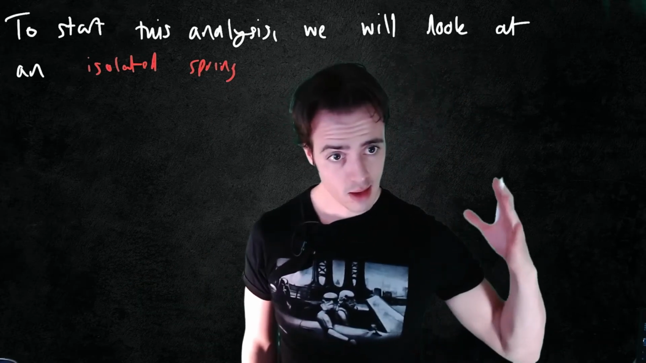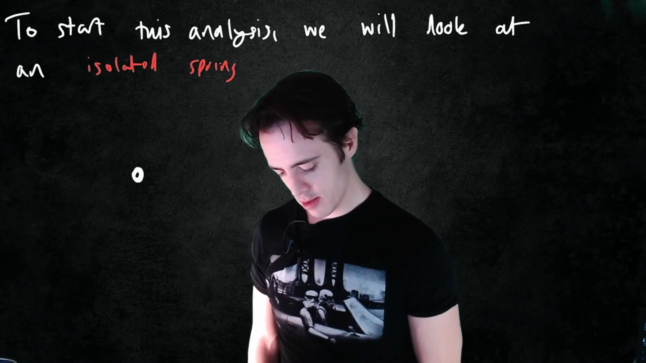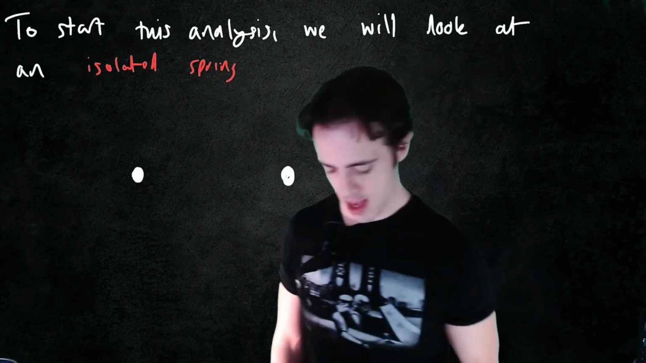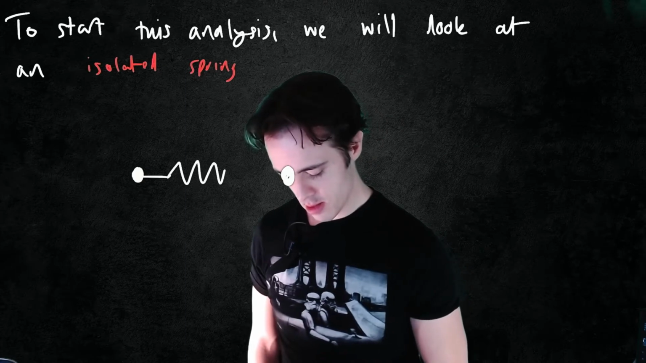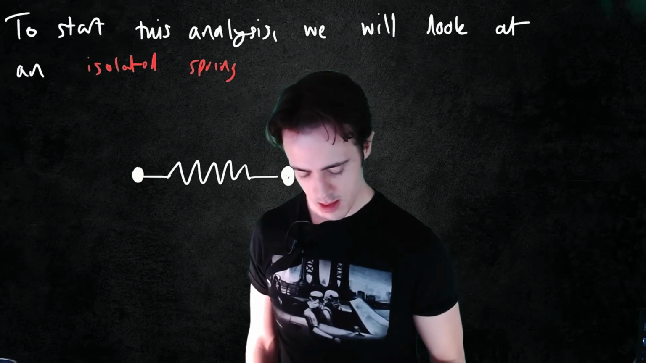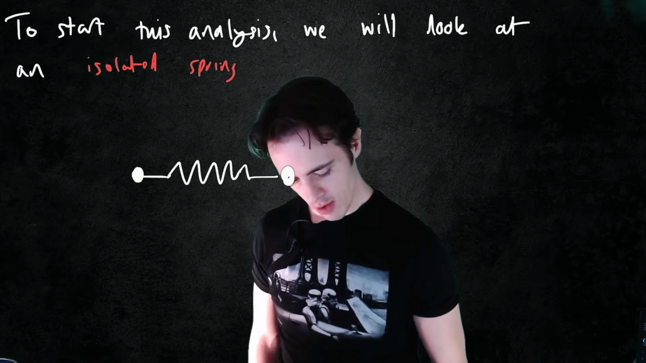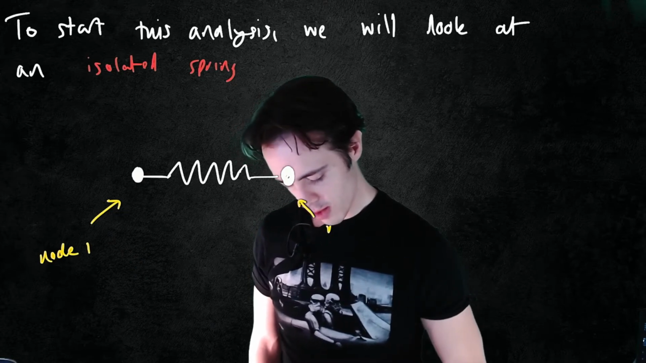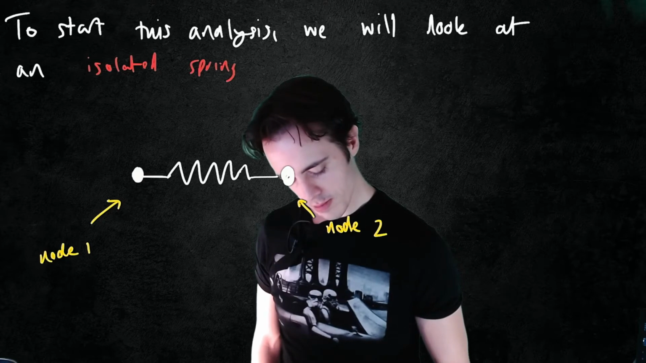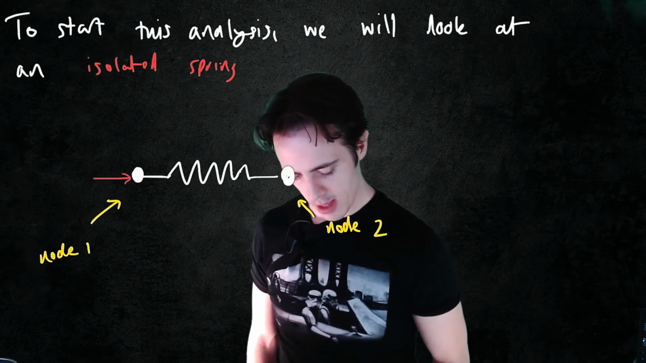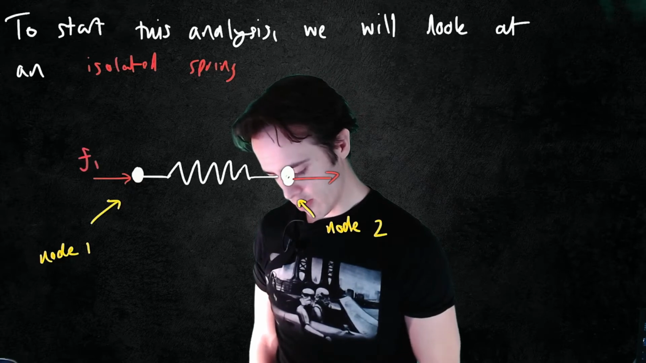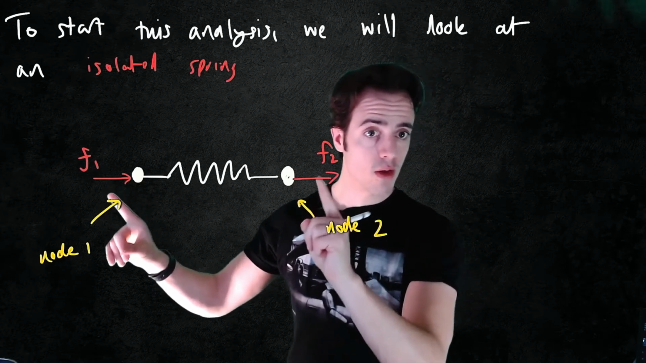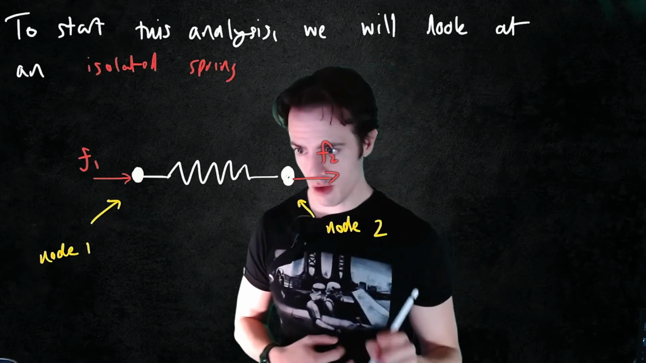Okay, so we're going to look at an isolated spring. We look at springs because they're nice and simple, because they've got a stiffness which we can just define as K. So we've got a simple spring going from node 1 to node 2. We have forces that can be applied at each end. We've got force 1 and force 2, and note that these are lowercase, so these are local forces. The force on node 1 of this element, the force on node 2 of this element.